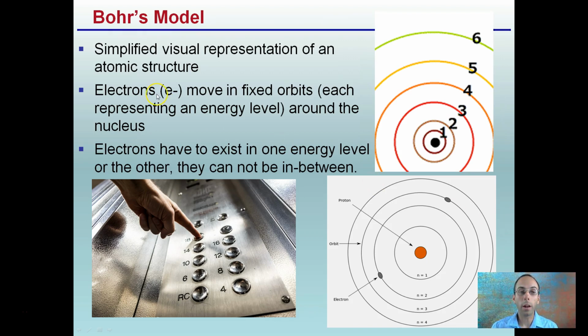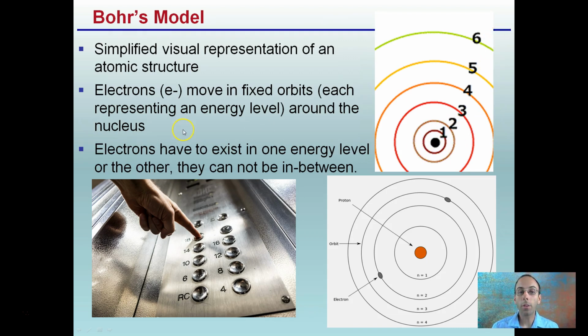It assumes that electrons, represented with the e- sign here, move in fixed orbits. Each of those orbits represents an energy level around the nucleus. We see that here. Here's our nucleus. These are energy level 1, energy level 2, 3, 4, 5, and 6.